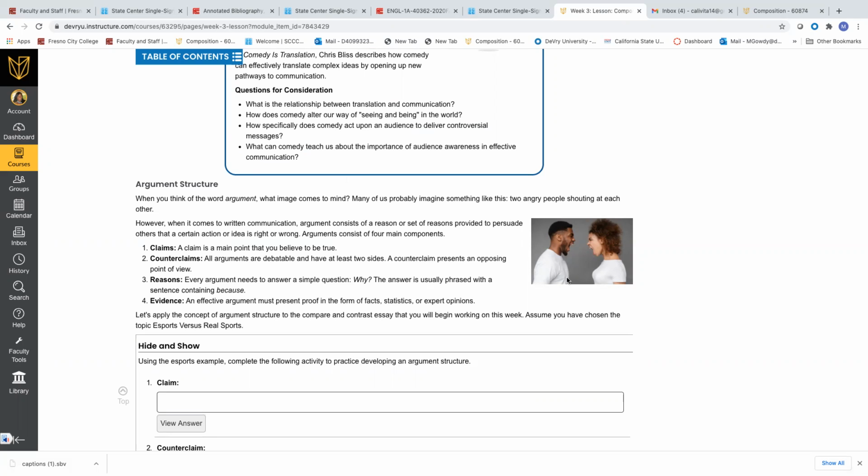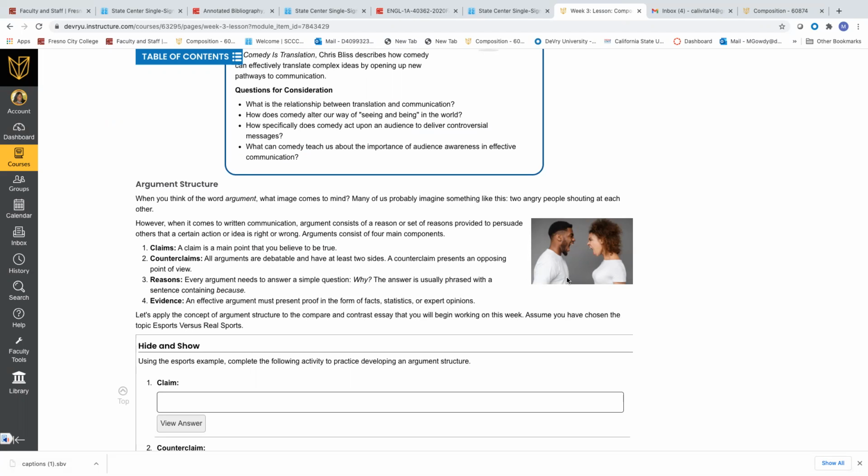Arguments consist of 4 components. So you have your claim, your counterclaim, your reasons, and your evidence. A claim is a main point that you believe to be true. Counterclaims: all arguments are debatable and have at least 2 sides. A counterclaim presents an opposing point of view.